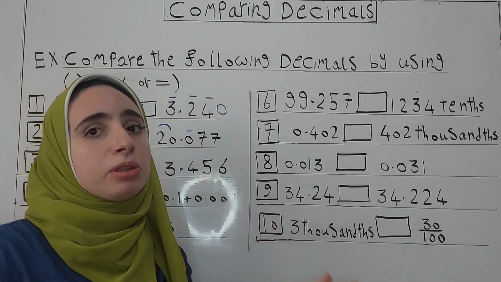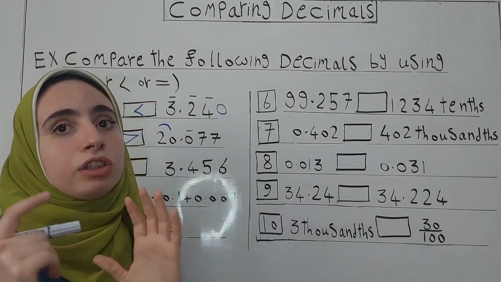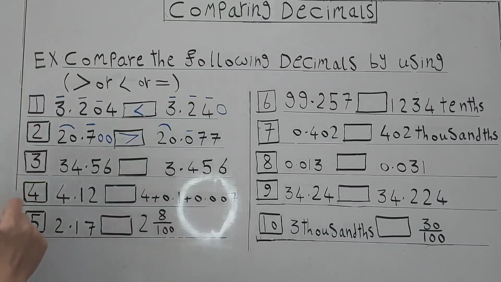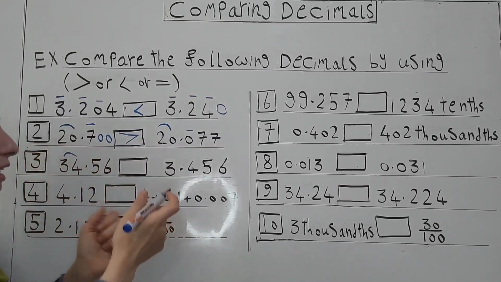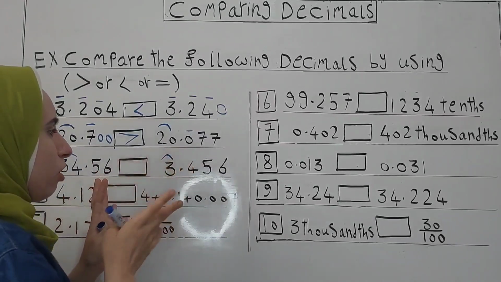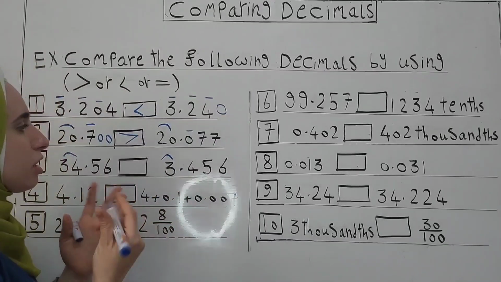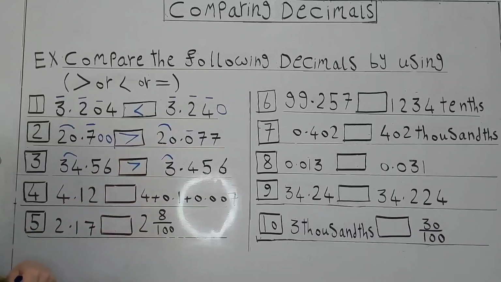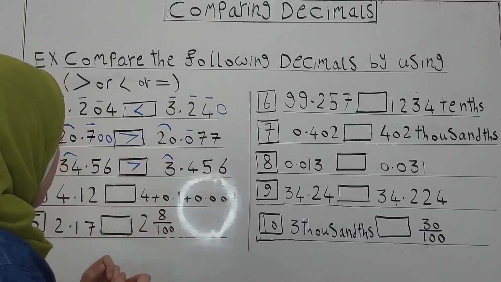Number 3. At first, we put our eyes on the left, on the integral part, and make a comparison. In the first number, we have 34 whole numbers, and in the second number, we have only 3 whole numbers. Which is greater? 34. So the first number is greater than the second number.